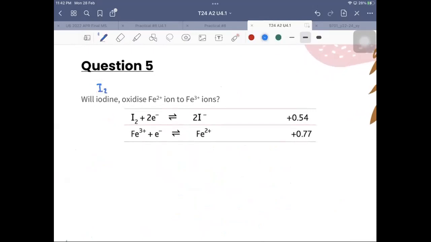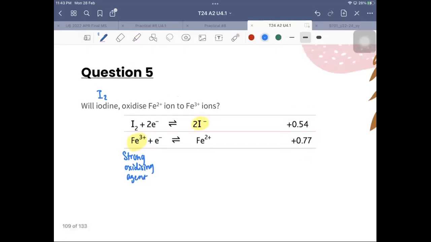And again, I've got the relevant half cells, but this time they are not arranged from the most positive to the most negative, but still the same, because this is the more positive. I know that Fe3+ will be a strong oxidizing agent, and 2I- will be a strong reducing agent. So the question is now, will iodine react with Fe2+?